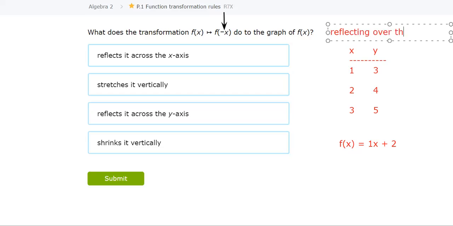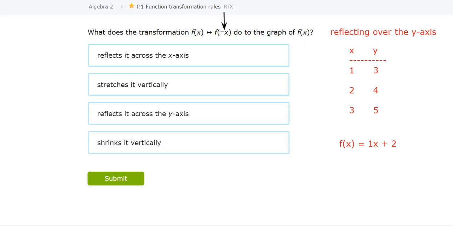reflecting over the y-axis. Now, this might not be convincing enough for you, and it might not quite make sense yet. So I've come up with an example here for us to see that. If you notice our table here, I put in the inputs of 1, 2, and 3 with the outputs of 3, 4, 5. This is actually a linear function with a slope of 1 and a y-intercept of 0.